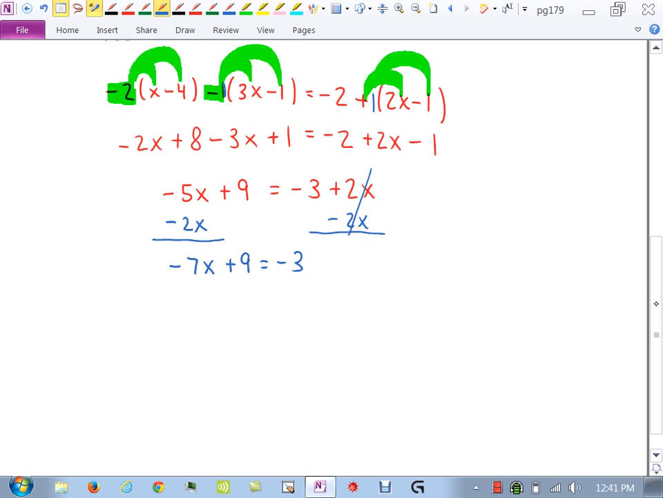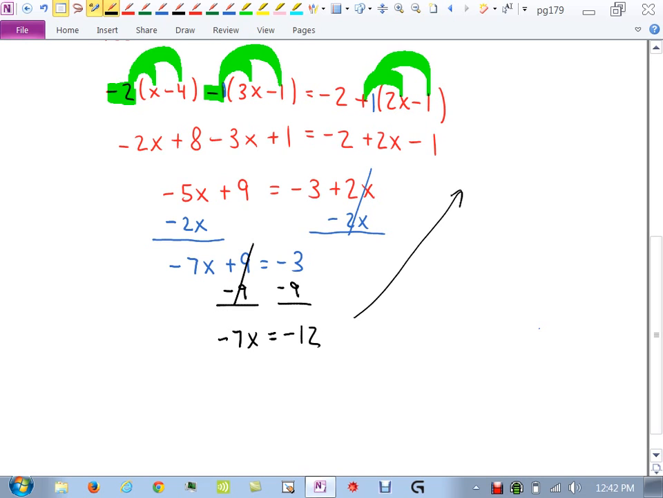That's kind of weird. Now what? Minus 9 both sides. So we're trying to isolate the variable term. So I'm going to subtract 9 on both sides. They go away on the left. I get negative 7x. And then on the right side, negative 12.